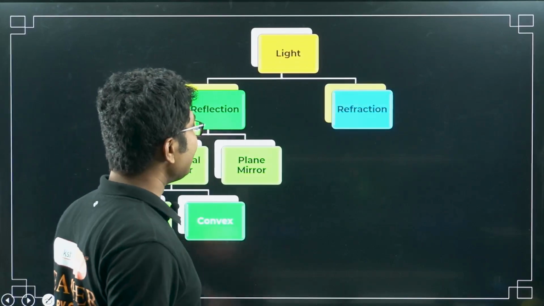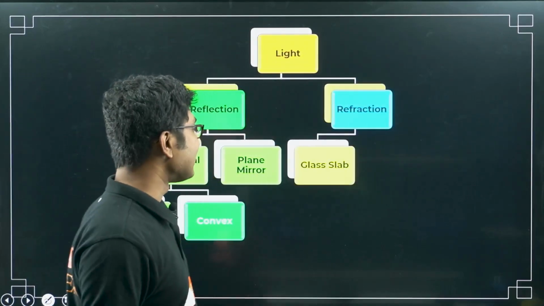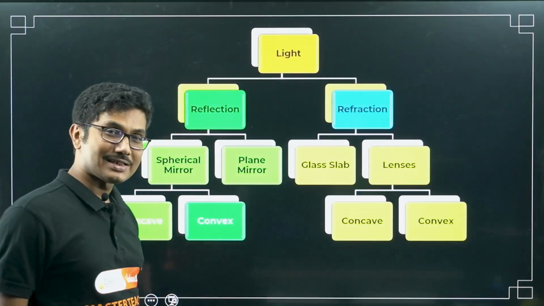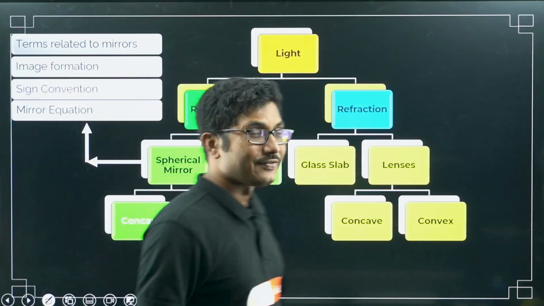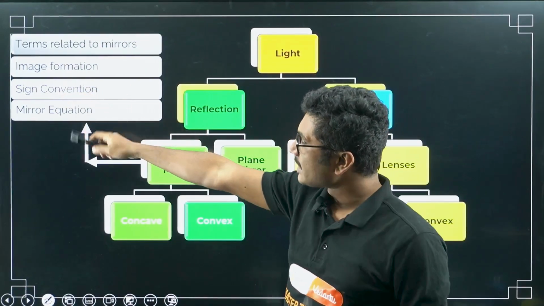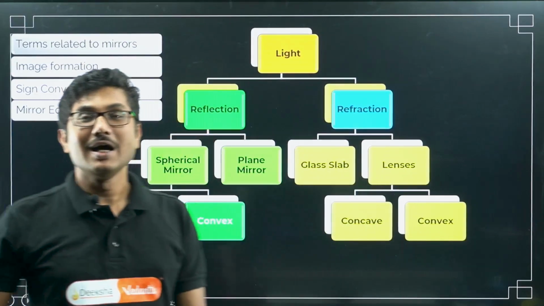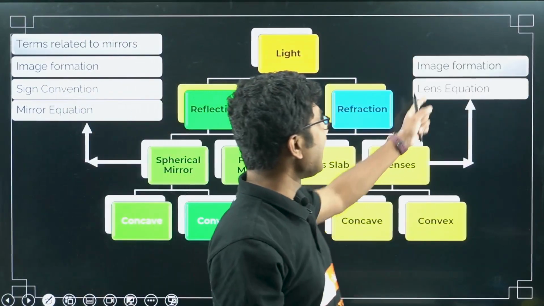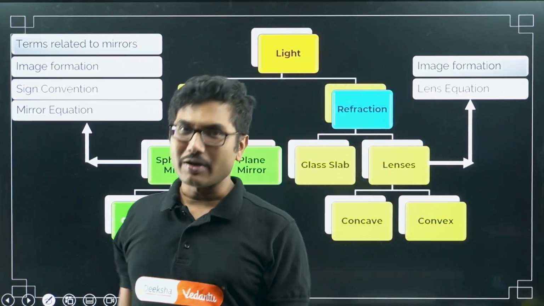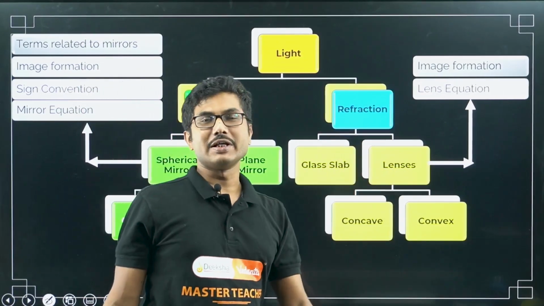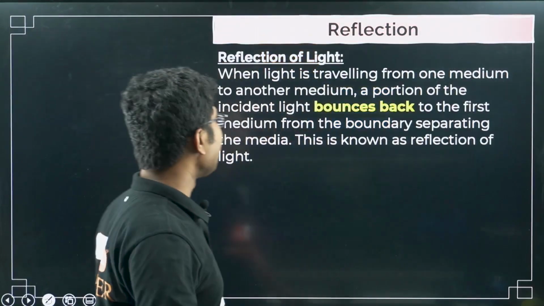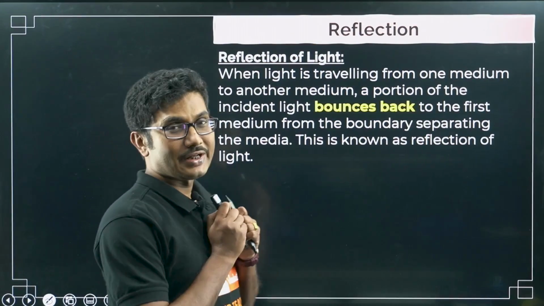Similarly, in refraction we can see glass slab and lenses. In lenses we see concave lenses and convex lenses. There are two types of lenses. In spherical mirror we have also seen different terms: image formation, sign convention, mirror equation, etc. We have completed all those things. Again, in case of lenses we have learned image formation, lens equation and power of a lens also. So we have completed everything. Today we are going to revise everything quickly. So without any delay, let's start with the reflection of light.